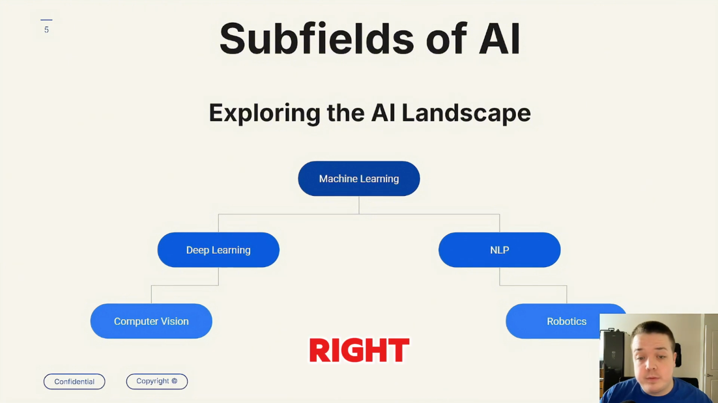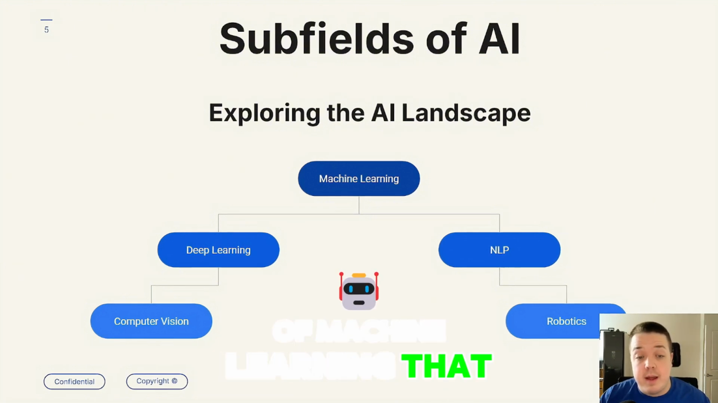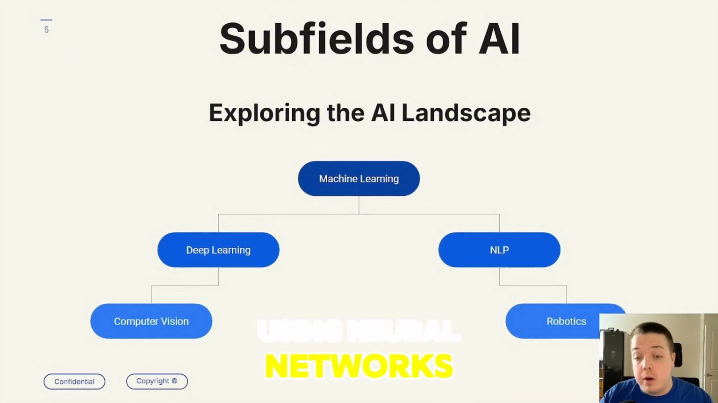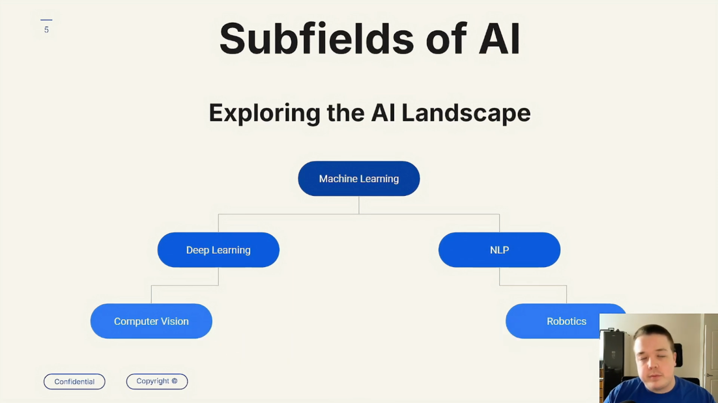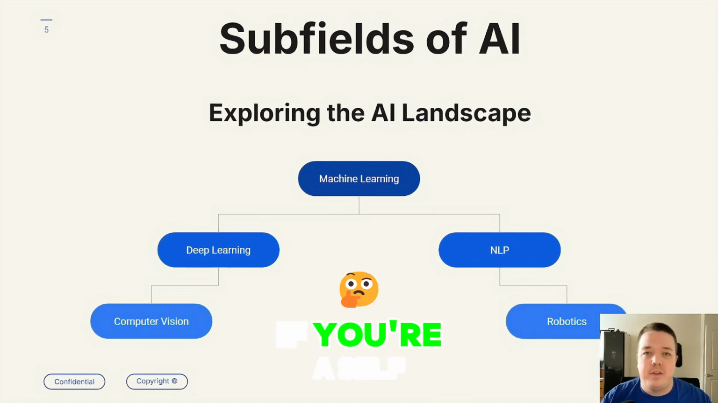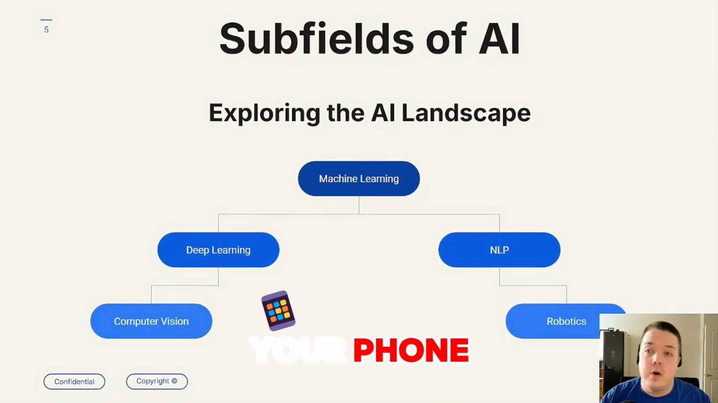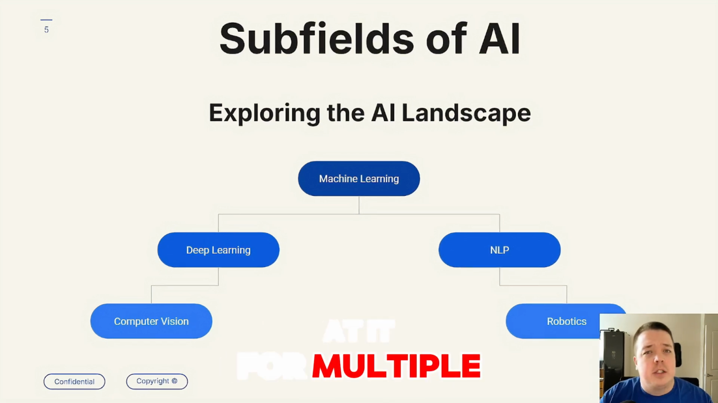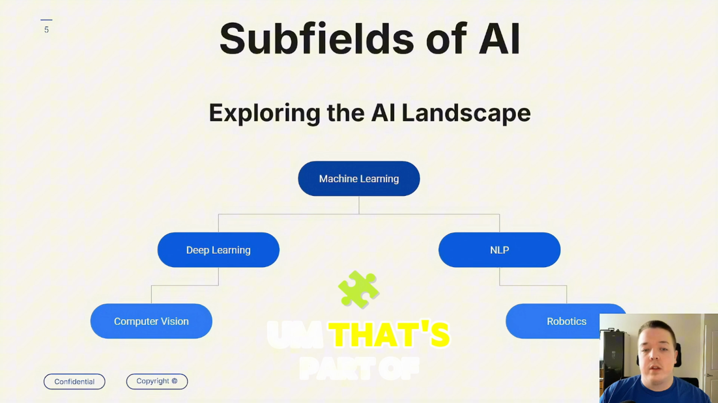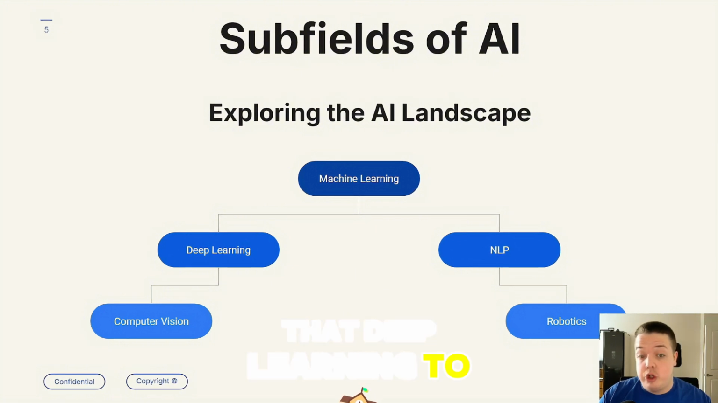There's deep learning, right? A more advanced form of machine learning that mimics the human brain using neural networks. This is what enables image recognition in self-driving cars. Right? So when you have the satellite up above, if you're a self-driving car, or when you look at your phone, how when you register your face on your phone, you have to look at it from multiple different angles. That's part of that deep learning to it, right?